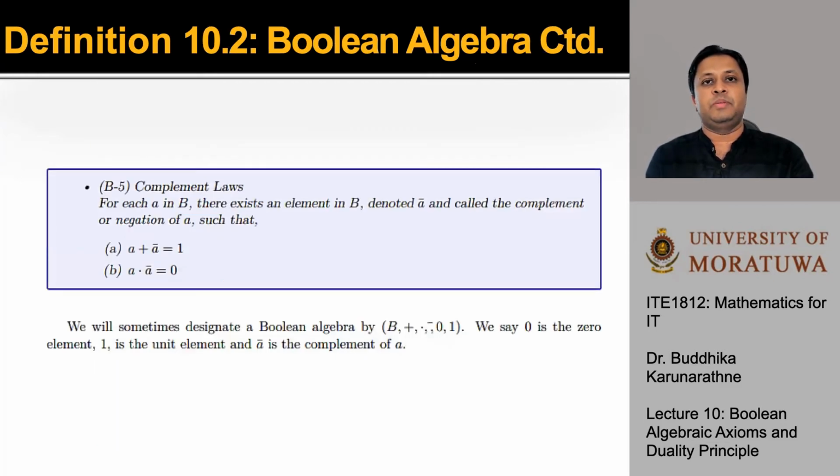There's one more law to be mentioned, that is the complement laws. If you have A plus A bar, that will be equal to 1, and A dot A bar will be equal to 0. Sometimes a Boolean algebra may be represented by the set B with plus, dot, bar, 0 and 1. In this case, we say 0 is the zero element, 1 is the unit element, and A bar is the complement of A. So these are basically the definitions of Boolean algebra and the related elements.